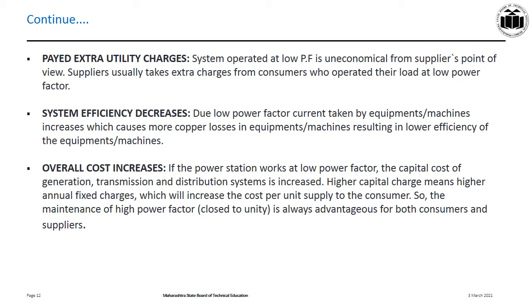Another effect is paying the extra utility charges, because a system operated at low power factor is uneconomical from the supplier's point of view, and the supplier usually takes the extra charges from the consumer who operates their load at low power factor. So consumer has to pay extra amount for this. Also, the system efficiency decreases due to low power factor. Current taken by the equipment or the machine increases the copper losses, and if the copper losses are more, of course the efficiency will decrease, and overall cost increases. It is so because power station works at low power factor.